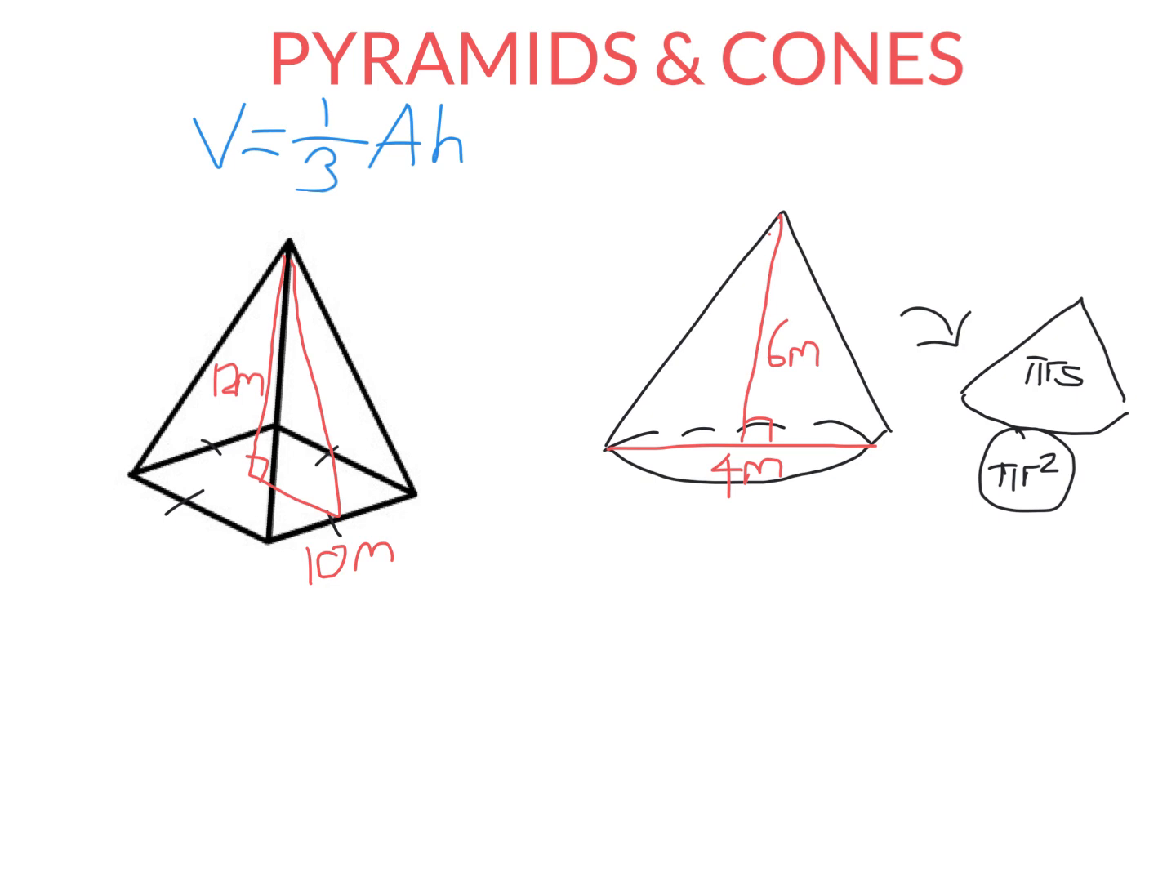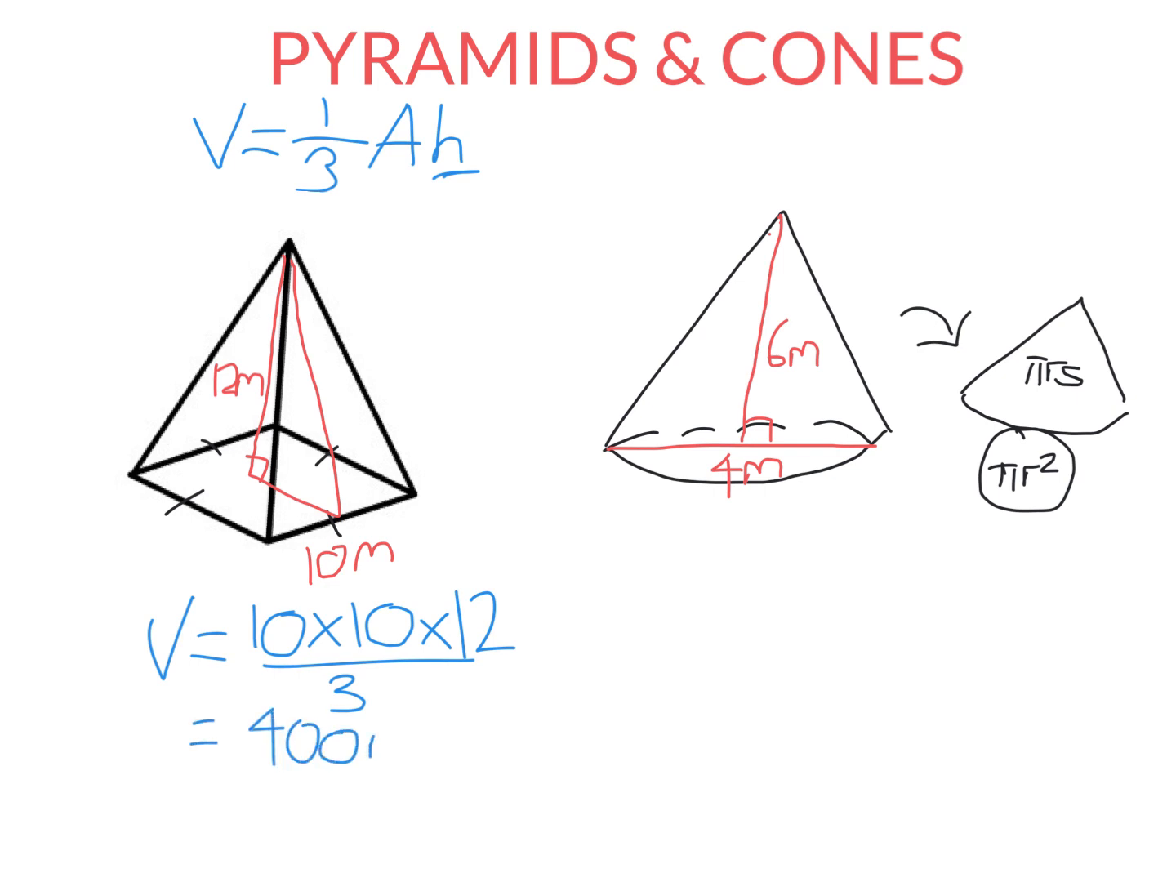So let's go through and calculate the volume of these two shapes. It's pretty easy. It's just the area of the base. So for the square pyramid, it's 10 by 10. So that's the area of the base. We times it by h. H is always perpendicular height. And then we divide it by 3. So we get 400 meters cubed in this case. So this could hold 400,000 liters of water.